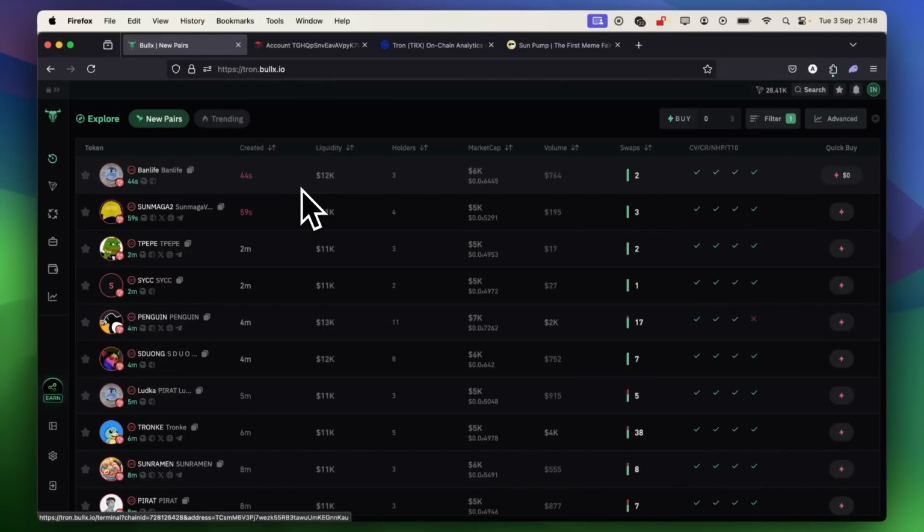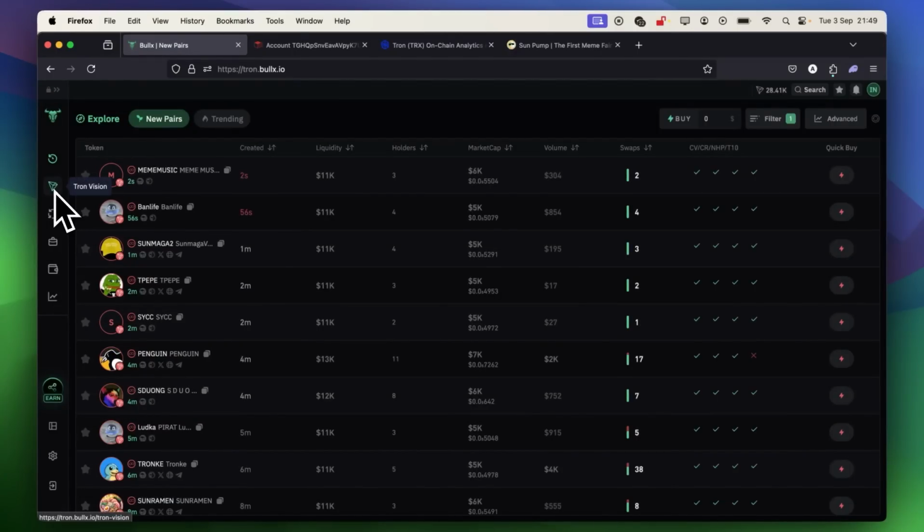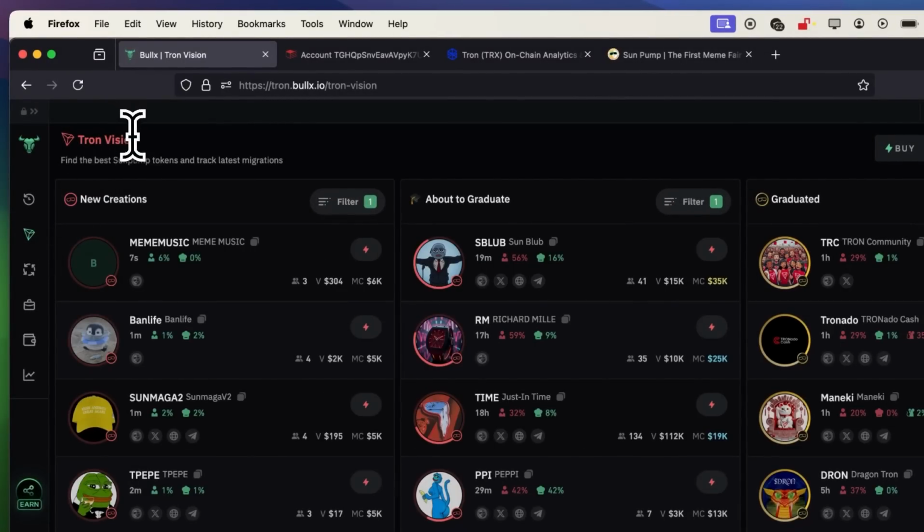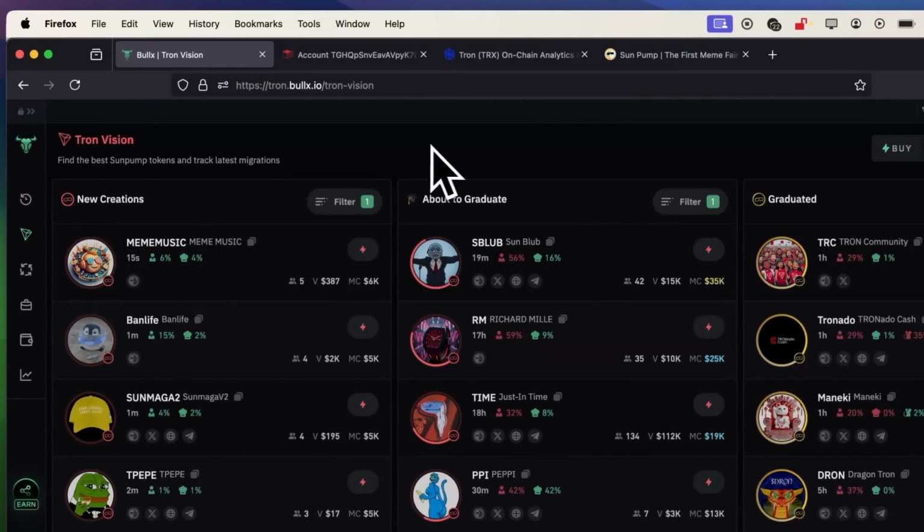Let me show you how you can start doing the same thing that I'm doing and what strategy I've been using. For starters, let's check out this platform. What is it that we're looking at? What is it that we're looking for here? We are going to be using the Tron version right here, this section on Bullex. This basically offers a nice, neat overview of the Sunpump memes.